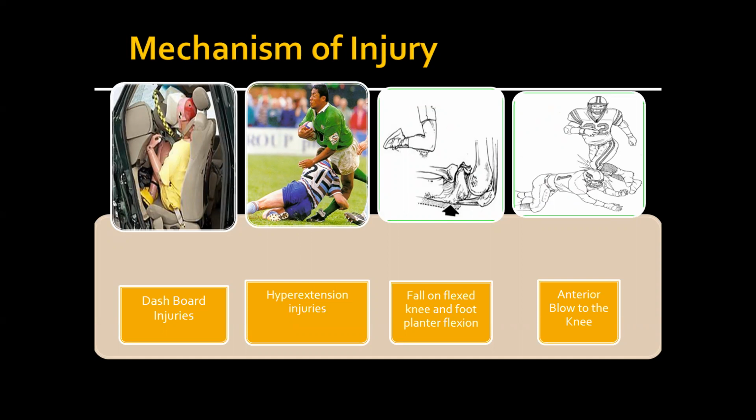From the direction of force, you can imagine where the structures that can be torn are. For instance, a direct blow to the medial aspect of the knee probably will lead to injury to the lateral structures of the knee, in addition to the ACL. That's very unlikely to lead to injury to the medial structure of the knee.